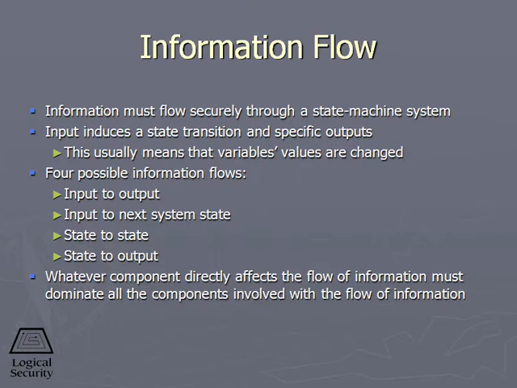So again, the two things to remember about the information flow model is information must flow securely through a state machine system, and we recognize that these transitions will be only four in nature. They will be input to output, input to the next system state, state to state, and state to output. Those are the only four ways that information can flow through a system. And as long as we can ensure that that flow is secure, and we perform that flow on a state machine, which defines the states are secure, we know that we have a secure system. And again, now we can implement higher level security mechanisms.